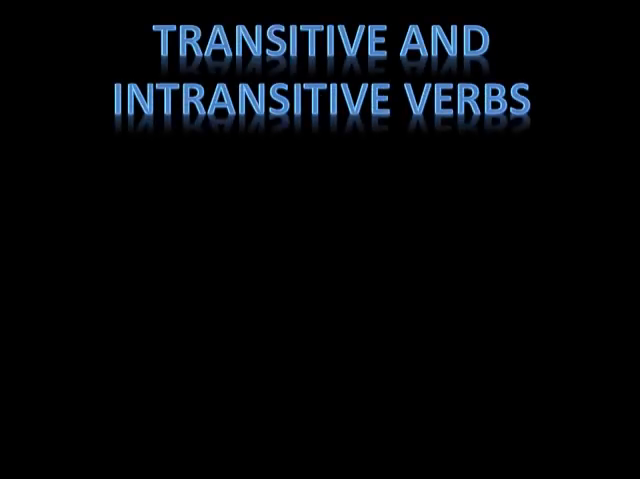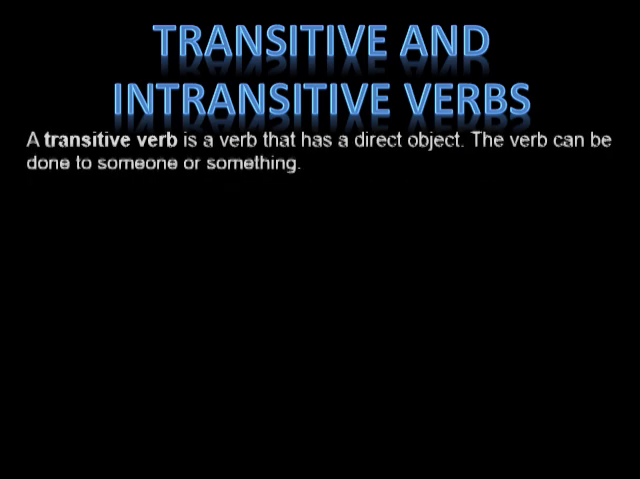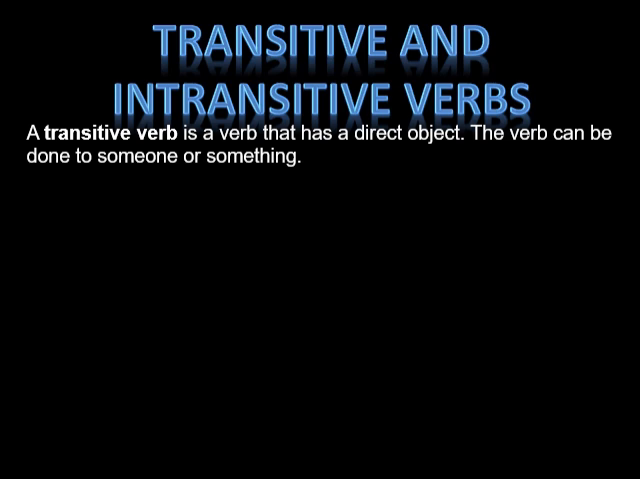Finally, I just want to introduce you to transitive and intransitive verbs. So you might remember from prefixes, trans means across. So a transitive verb is a verb that has a direct object. The verb can be done to someone or something. So in a way, you could say the action of the verb carries across to someone or something.